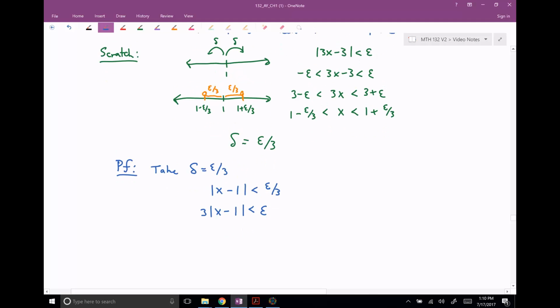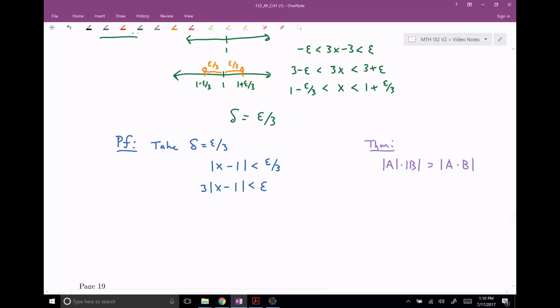Now let me interject a nice theorem here for absolute values. The absolute value of A times the absolute value of B is the same thing as the absolute value of A times B. I want to use this to push this 3 inside of the absolute value, because 3 is the same thing as the absolute value of 3. So I'm going to write this as the absolute value of 3x minus 3. I just pushed this inside using this theorem, and I distributed.